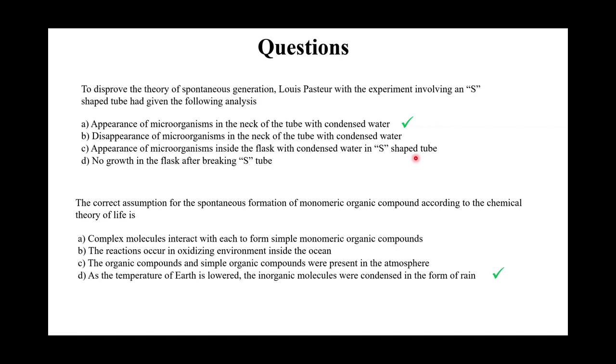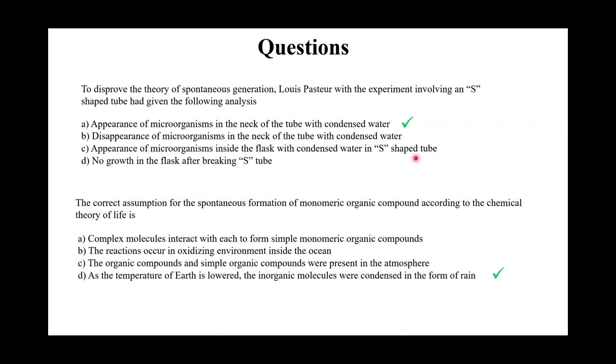This one is appearance of microorganism in the neck of the tube with condensed water. If there is condensed water in the neck, then you will have an organism appearing there because it has the environment to grow there. So that's why the first option, which said that there is an appearance of microorganism in the neck of the tube with condensed water, is what Louis Pasteur observed.